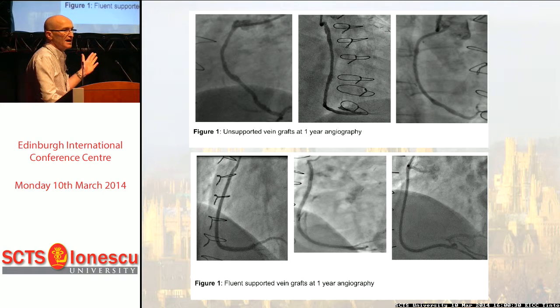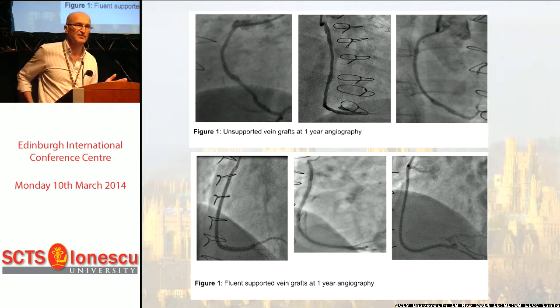So we've done a randomized trial of 30 patients. All have undergone 1-year angiography follow-up, and the results of this are being submitted to Circulation. But if you look at the unsupported vein grafts at the top and compare them to the supported vein grafts in the diagrams below, the thing that strikes you immediately is that the unsupported vein grafts, even at 1 year, already show quite marked luminal irregularities. In contrast, the supported vein grafts look more like IMA grafts.